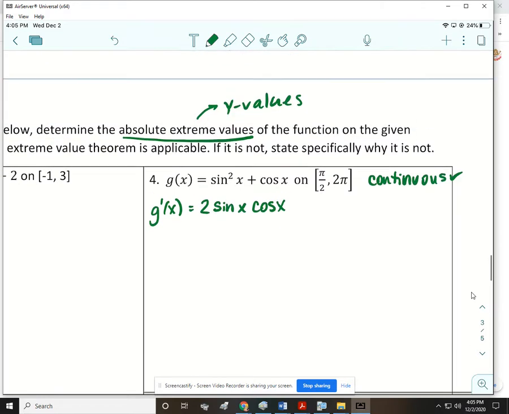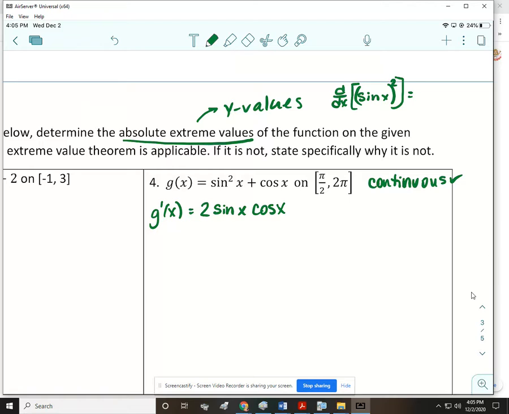So if that didn't make sense to you, I'll write it down up here. It's basically sine of x squared. All right, so you take care of the power rule first, and then you have to multiply by the derivative of the sine of x. All right, and then the derivative of sine of x is cosine of x. All right, so that is just this part.